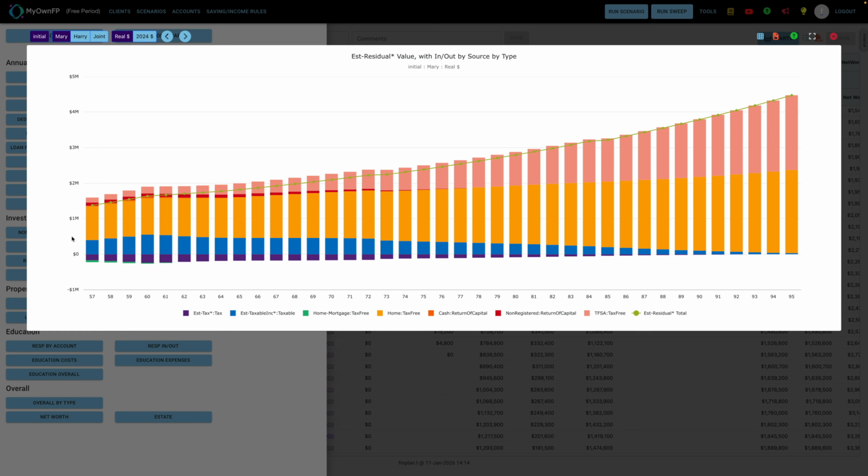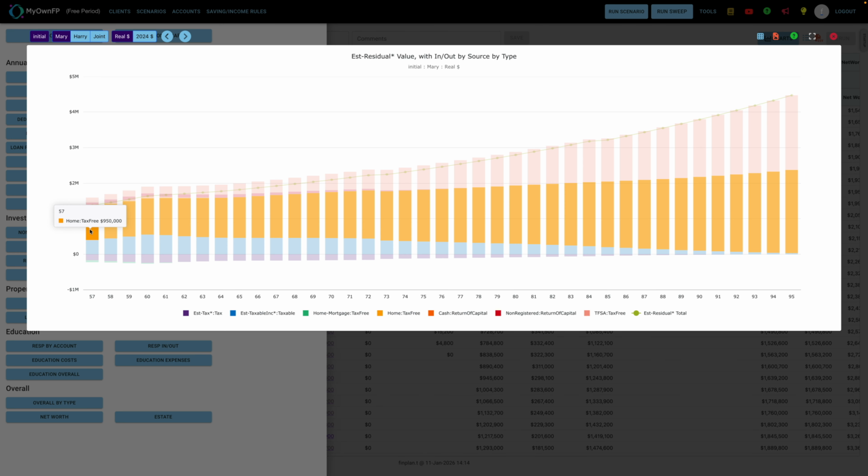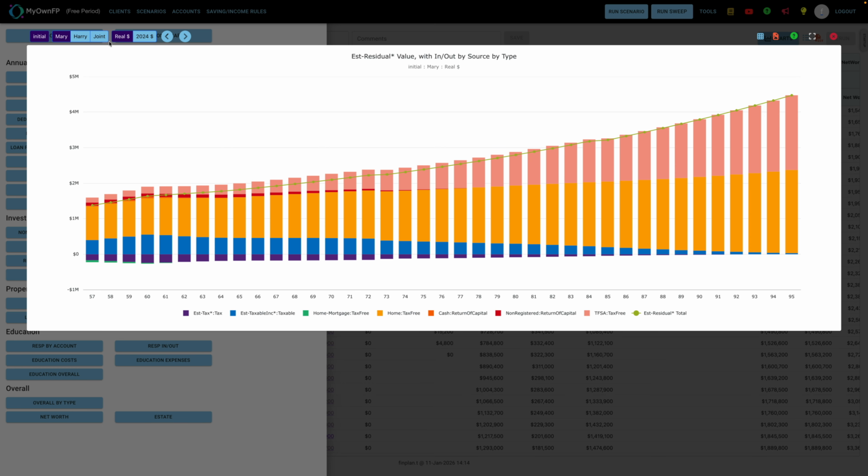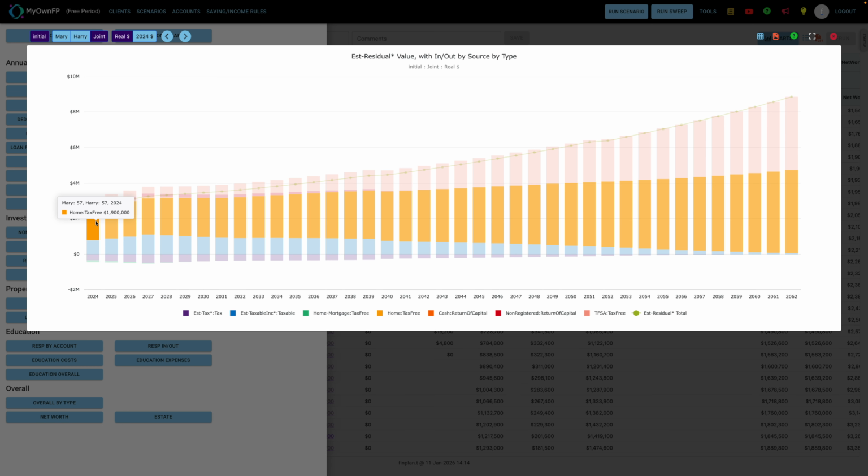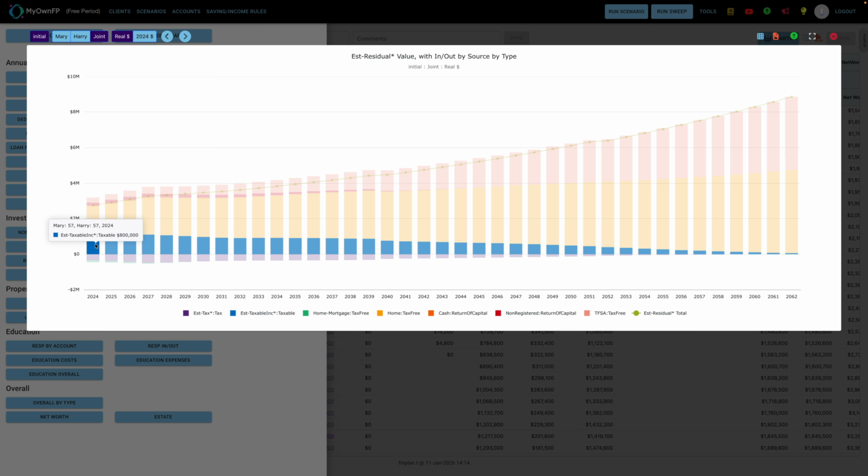So let's look here. Our home is tax-free. It's 9.5. Let's look at this in joint. Our home is tax-free, 1.9 million. The taxable portion of our estate is going to be 800,000. Of that, we're going to have to pay $330,000 in tax if we died at 2024. And our home mortgage is 110,000, so we're going to have to pay that off as well.